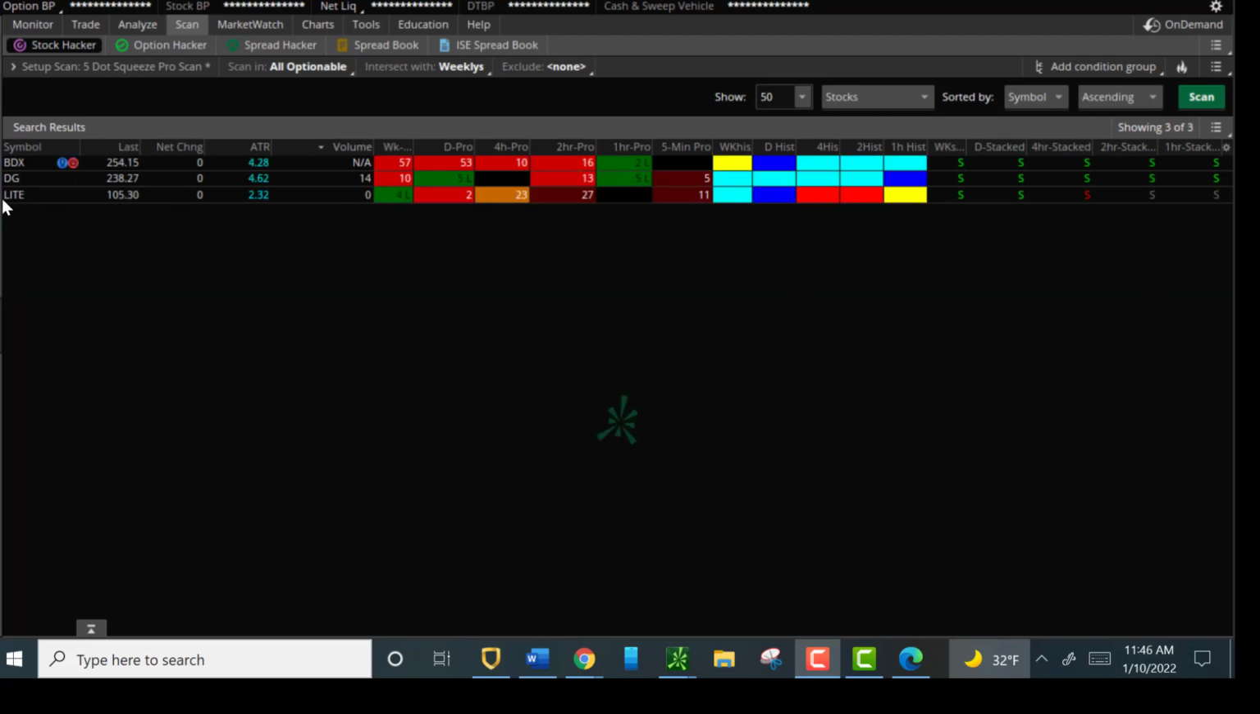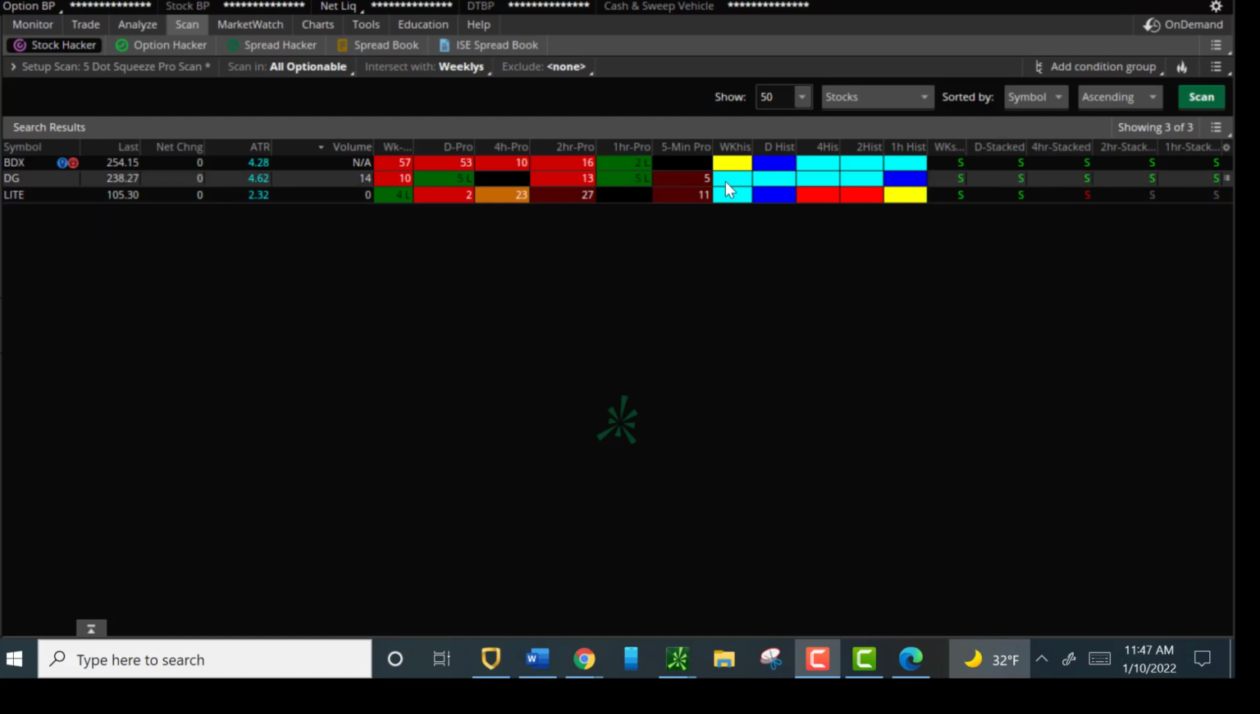On this time frame, I see that DG is something that has most alignment. It has a 10-dot squeeze on the weekly. It already fired long on the daily, and it has a 13-dot squeeze on the 2 hour, fired long on the 1 hour. So that lets me know that DG could potentially move a bit higher depending on market conditions, of course. I go over to the histograms.